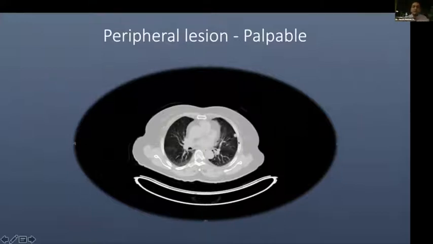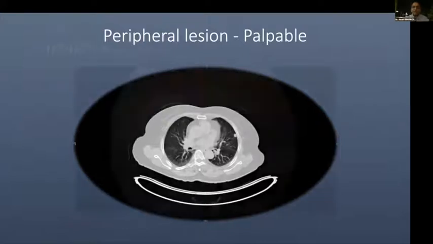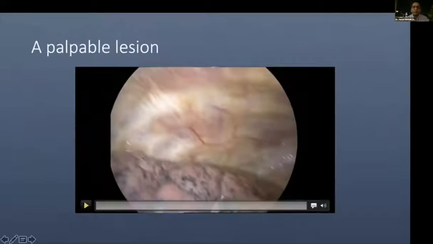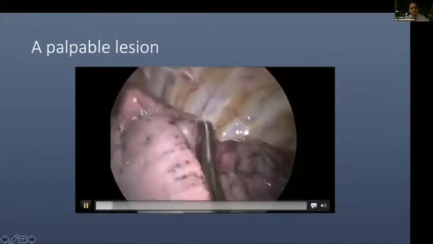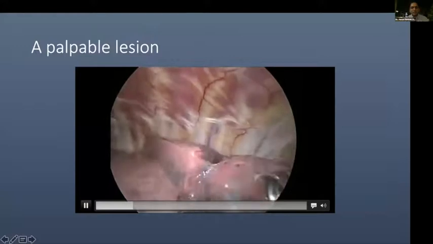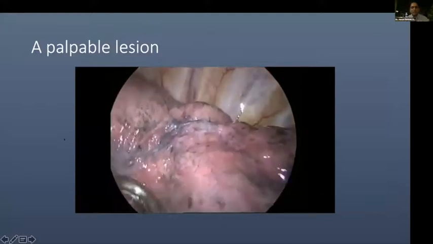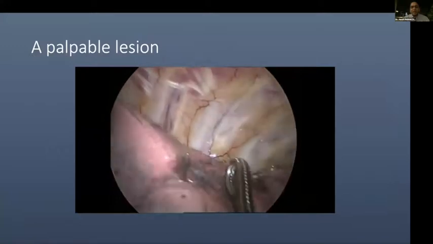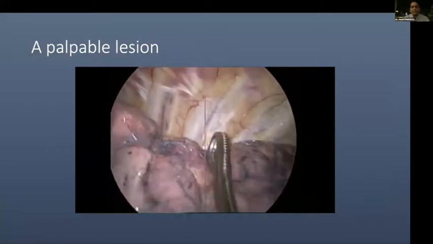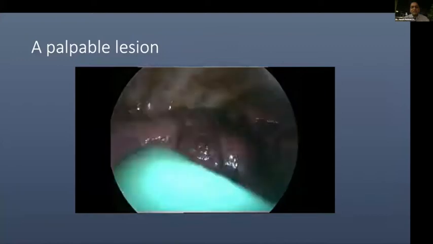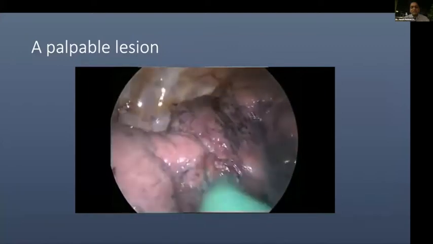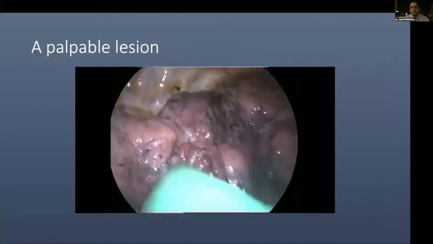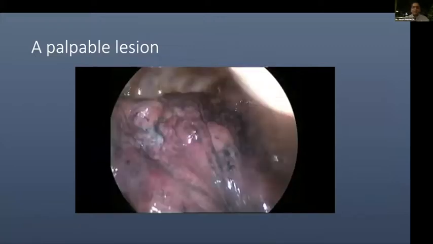So if you get lesions that are very, very peripheral like this, you don't need any assistance at all. When you put in your scope, you can literally see the lesion over here. You can even palpate it with your ring forceps, get tactile feedback, and roughly gauge how deep the lesion is. And sometimes, through the VATS incision, you can even put your finger in and palpate and confirm the location.